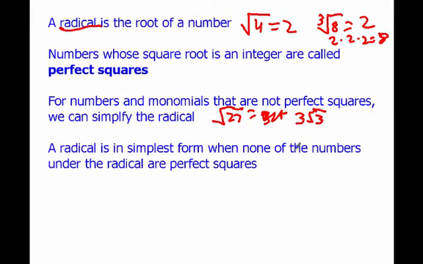A radical is in its simplest form when none of the numbers underneath the radical are perfect squares. For example, in 3 times the square root of 3, the square root of 3 is not a perfect square, so it can't be simplified anymore. It stays underneath here. So let's figure out how we're going to do this.